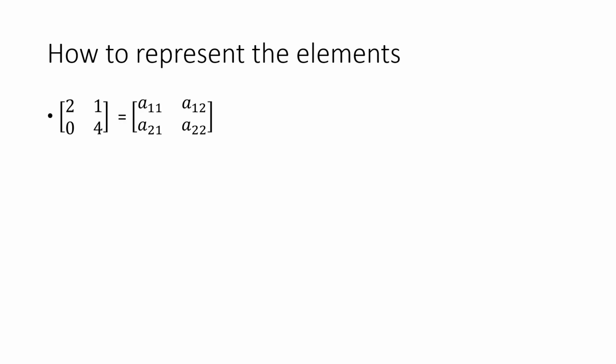In today's video, we will discuss how to represent the elements of a matrix and what the order of a matrix is. Before knowing the representation of the elements, we need to know the position of the elements. We represent the position by ij, where i is the row number and j is the column number.